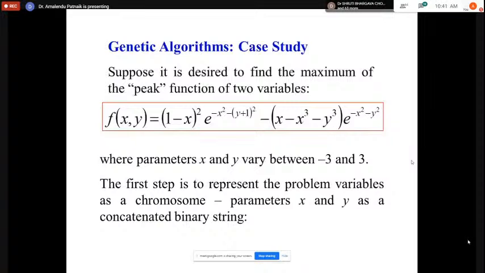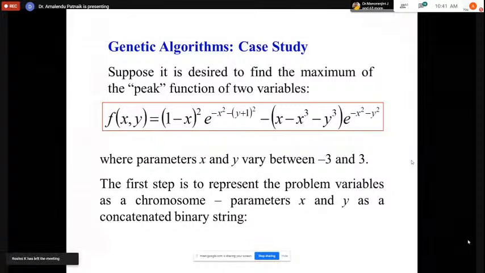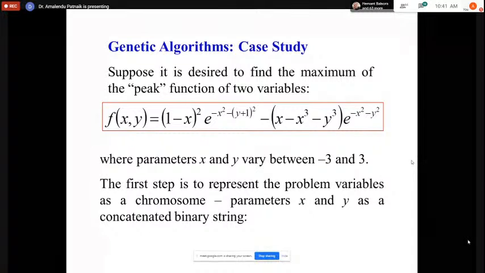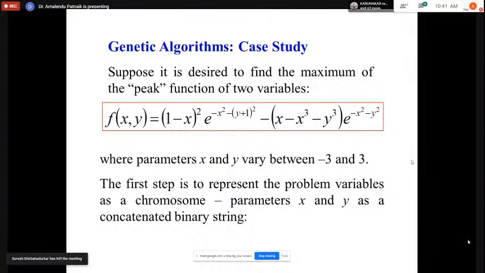So the same example, that was the general case. Here is a specific example. Suppose it is desired to find the maximum of a function of two variables. So f is a function of two variables, x and y, and the range for x and y is given as -3 to 3 for both cases. So here you need to find the peak, or the maximum, of this particular function.